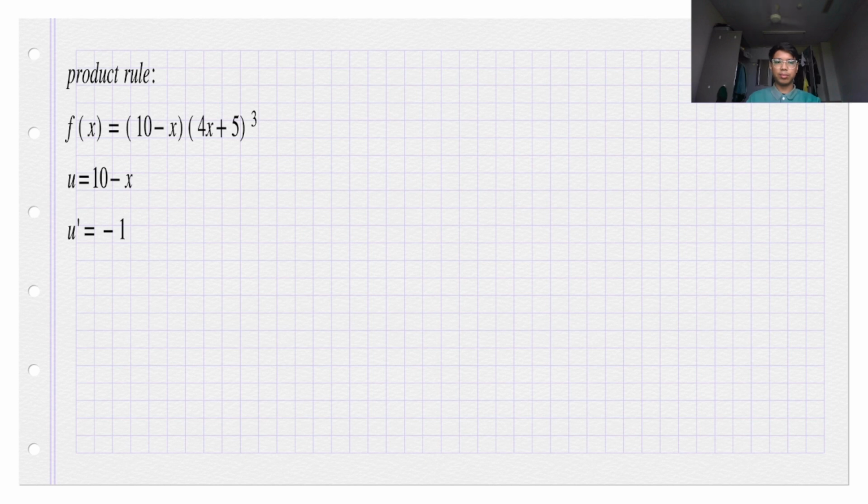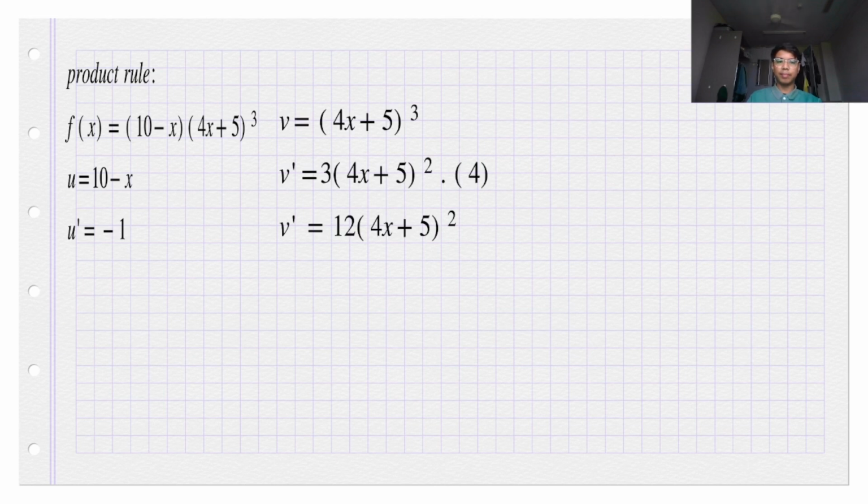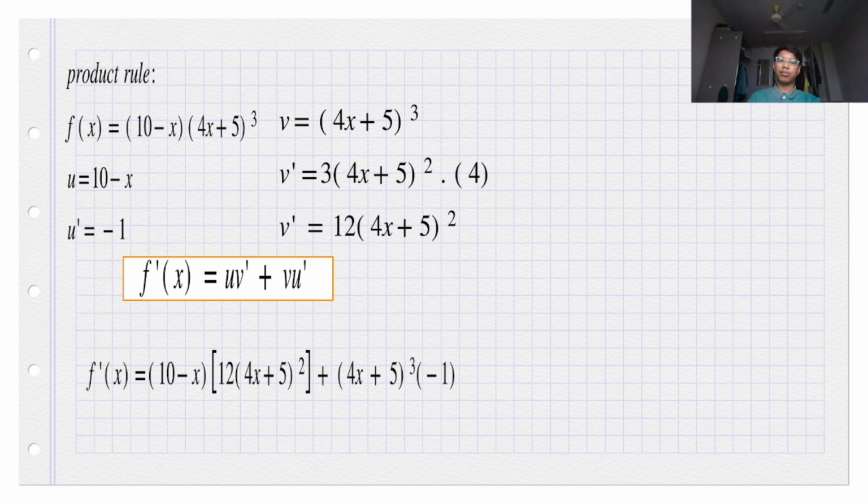Second one is product rule. For product rule, we use product rule when we have two different functions in a single function. We label the first function as u and the second function as v. We differentiate them and label them as u prime and v prime. And to get the result, we will use the formula uv prime plus vu prime to get the result of the whole function. This is an example of the result.